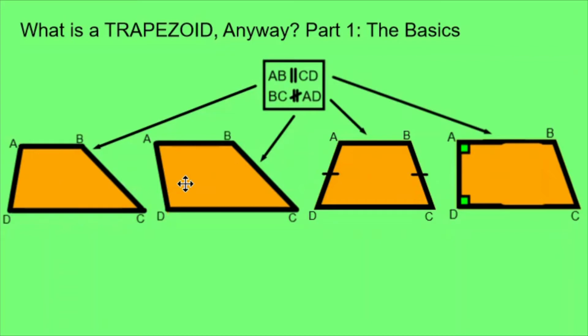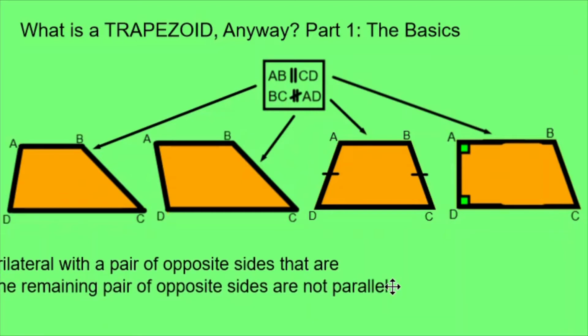The things they have in common include that in all 4, side AB is parallel to side CD. You can't see that just from the drawing, so I have to provide the information on the side. And side BC is not parallel to side AD.